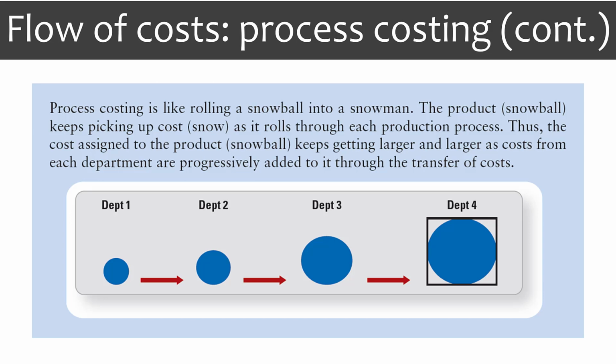Process costing is like rolling a snowball into a snowman. The product, the snowball, keeps picking up costs, or snow, as it rolls through each production process. Thus, the cost assigned to the product, the snowball, keeps getting larger and larger as costs from each department are progressively added to it through the transfer of costs.